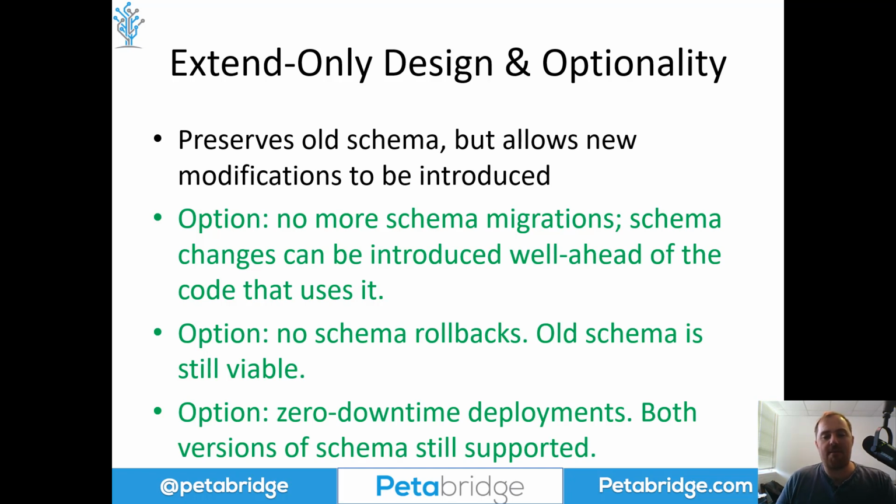And finally, you get the option to have zero downtime deployments. You don't have to take the application offline, roll out your schema update, and do a VIP swap. The whole idea of making breaking changes to your schema is terrible in the first place, and you just shouldn't do it. Extend-only design is really the strongest way to help guarantee that it can't happen. So it gives you a lot of flexibility around how you do deployments, helps keep your old data safe, and gives you the ability to evolve your system over time.